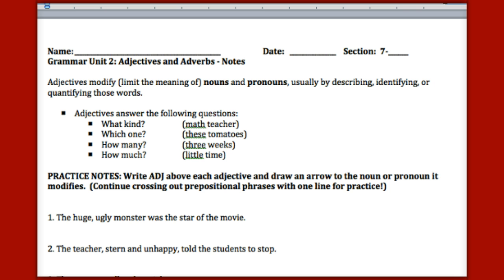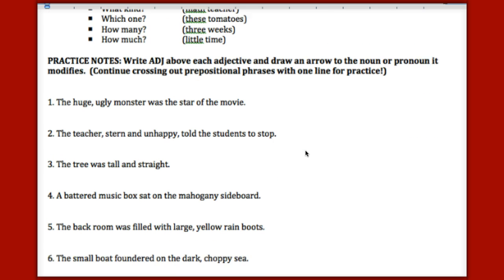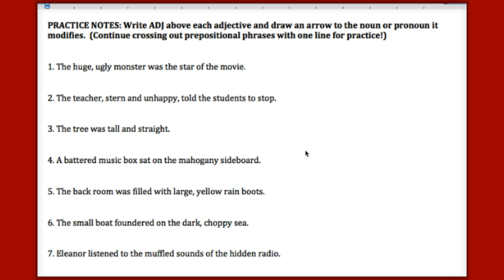Okay, this is the paper that you should have in Notability. You can either go along with me and complete it, at least get started with it together, or you can go ahead on your own and complete the entire practice and notes section. Now, these again are the kinds of questions that adjectives answer. So for the sentences, you are going to just write ADJ above each adjective. You can draw an arrow to the noun or pronoun that it modifies, but if you can just do that in your head, that's fine with me too. It's a great idea to continue crossing out prepositional phrases just with one line through them for practice.